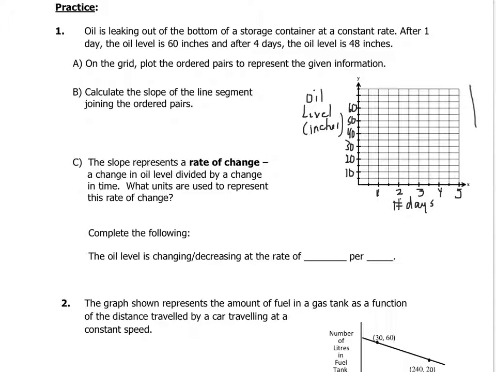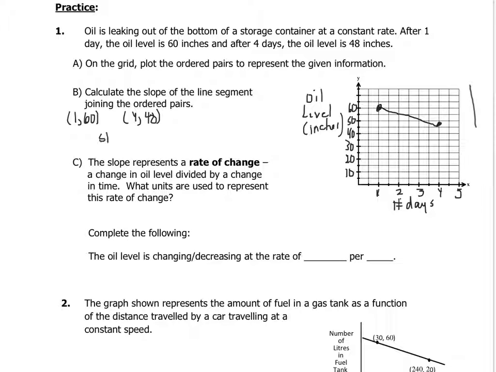So it says after the first day the oil level is 60, and after 4 days the oil level is 48. So that would be about right here. So it's obviously decreasing from 60 down to 48. Hard to draw that nicely. So it says calculate the slope of the line segment joining the ordered pairs. So we've got 1 with 60, and we've got 4 with 48.